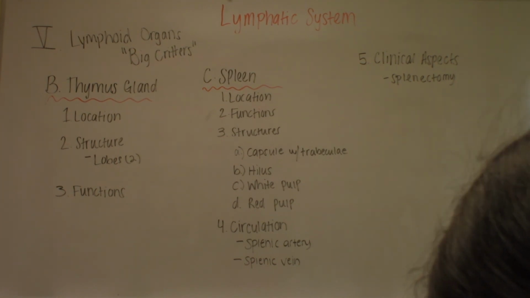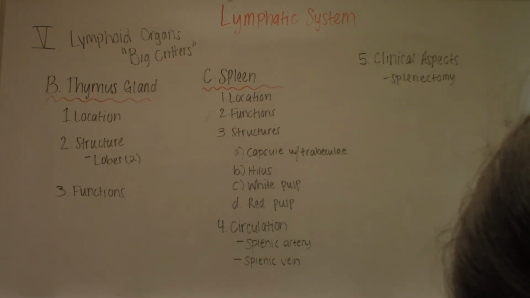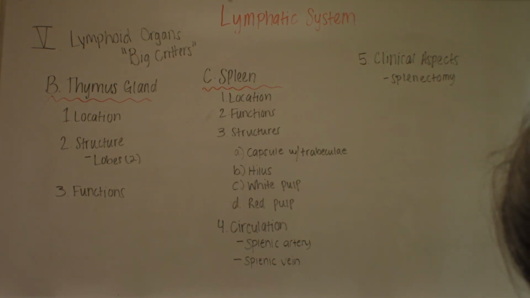And then we're going to move on to the spleen, which is the largest lymphoid organ. The location is the left side of the body underneath the diaphragm. Functions would be a site for lymphocyte proliferation, it cleans blood, removes bacteria and old red blood cells, stores iron from making hemoglobin, makes red blood cells in the fetus, stores platelets, and acts like a blood reservoir.